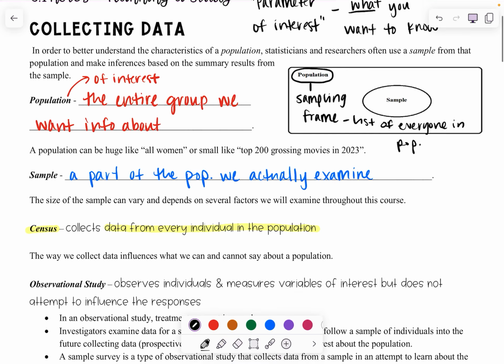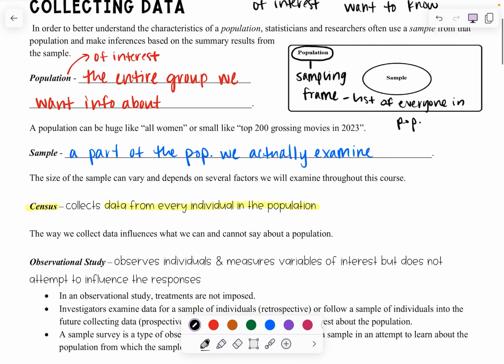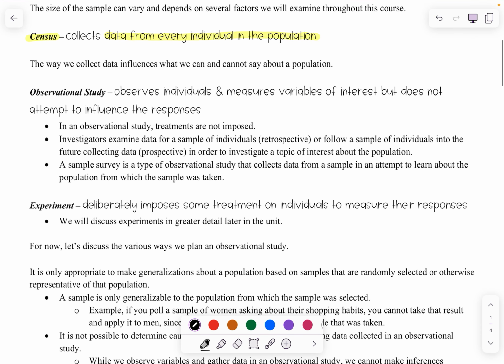Okay, now to talk about the 2 breaks in this unit. I know it seems crazy, but it's only 4 lessons. So for observational studies, we are going to cover these in 3.1 and 3.2. And for experiments, we are going to cover this in 3.3 and 3.4.